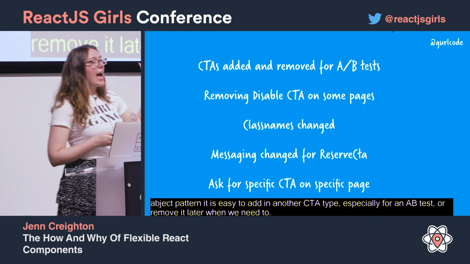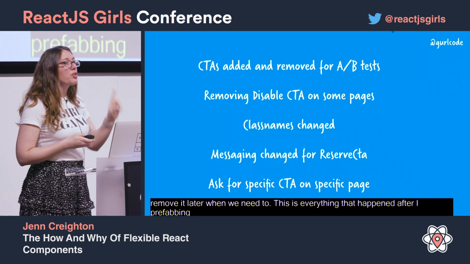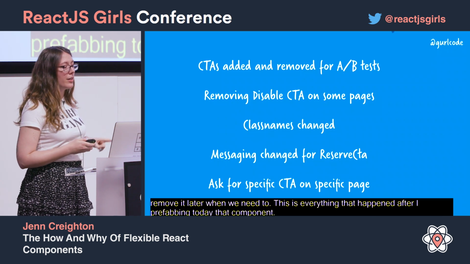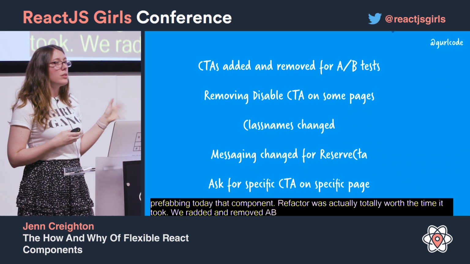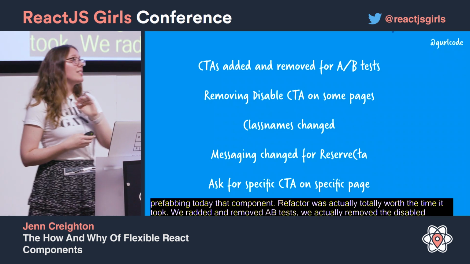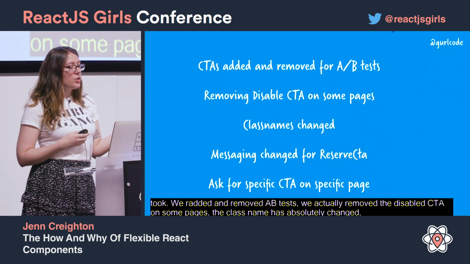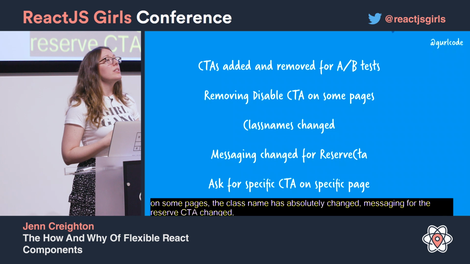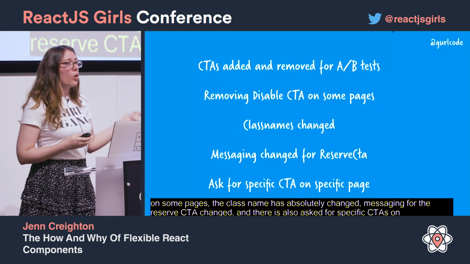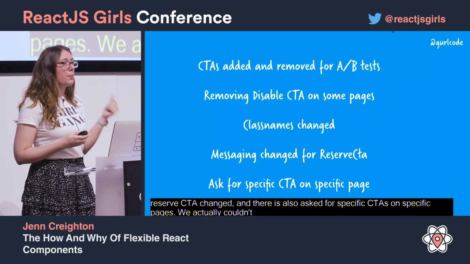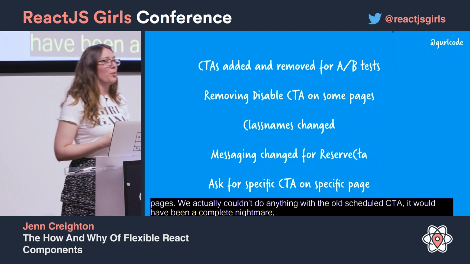And then this is everything that happened after I refactored that component. So refactoring was actually totally worth the time that it took. We added and removed A/B tests. We actually removed the disabled CTA on some pages. The class names absolutely changed. Messaging for the reserved CTA changed. And there were also asks for specific CTAs on specific pages. We actually couldn't do any of this with the old schedule CTA. It would have been a complete nightmare. And trying to do all of this with that would have probably added more props.